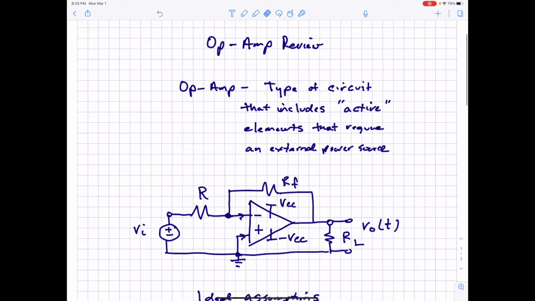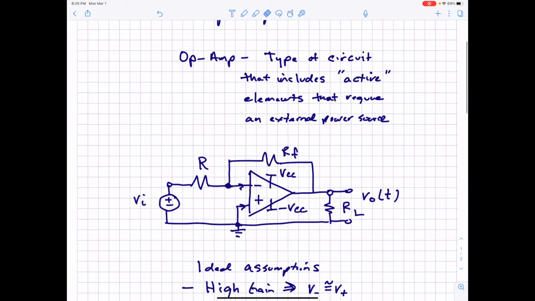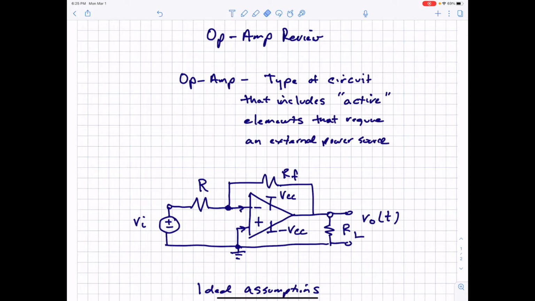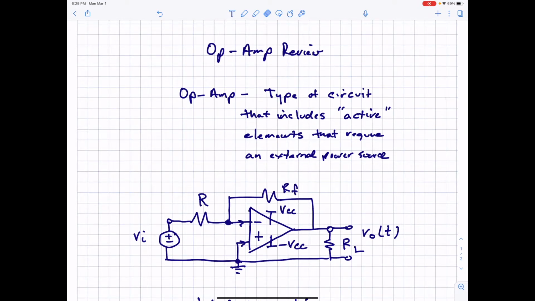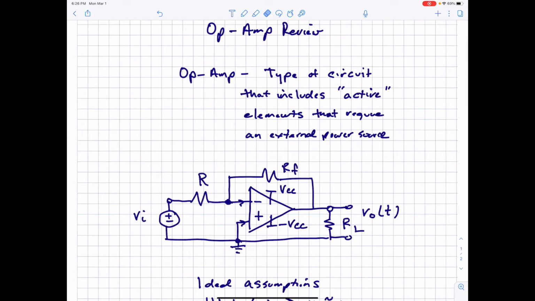Here's a quick review of op amps. You probably visited op amps a little bit in your circuits for non-ECE majors course. But it's an elusive kind of concept, and I think it's important enough to cover because if you do get involved with a control system that has some external circuitry, chances are there could be op amps involved. So you should know a little bit about them and how to do some basic calculations with op amps.